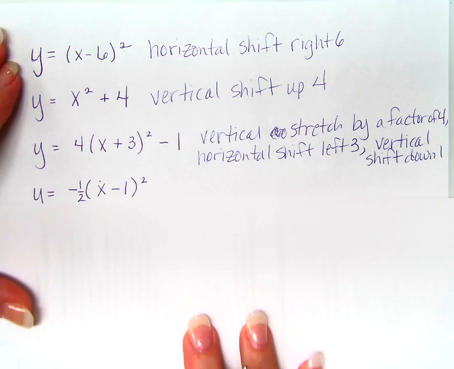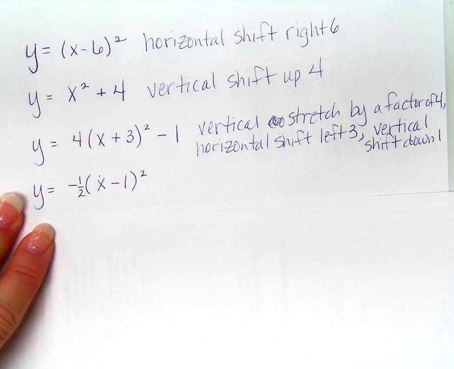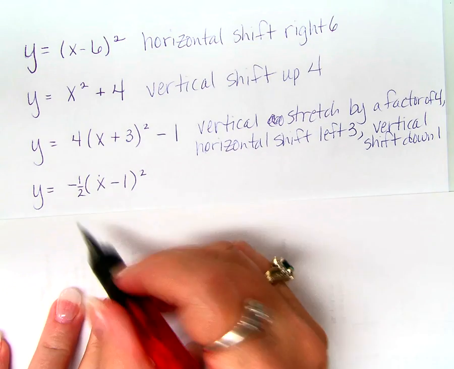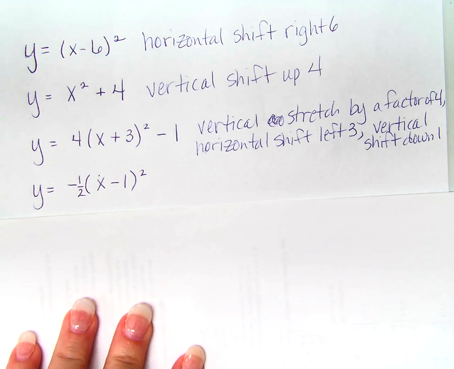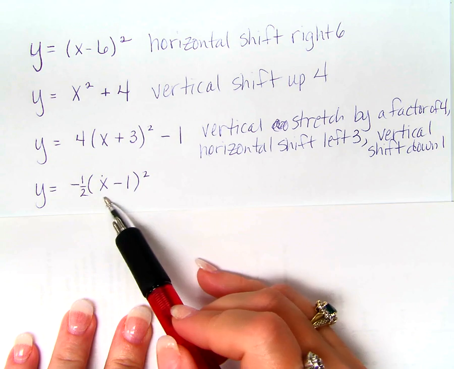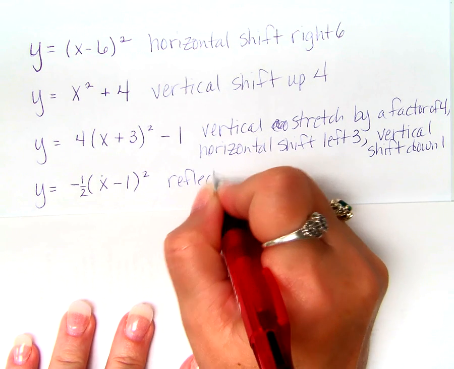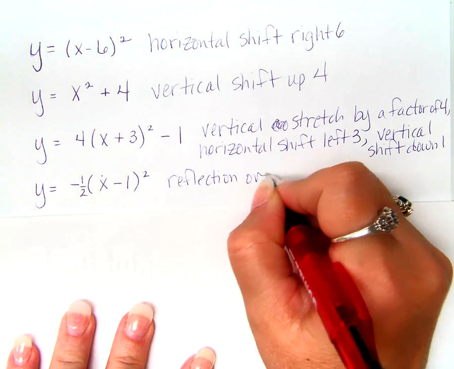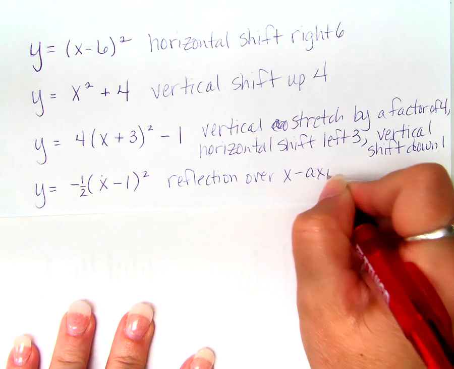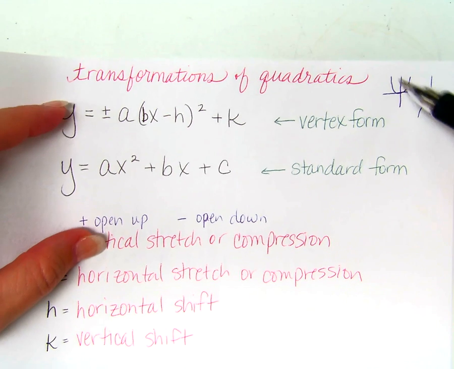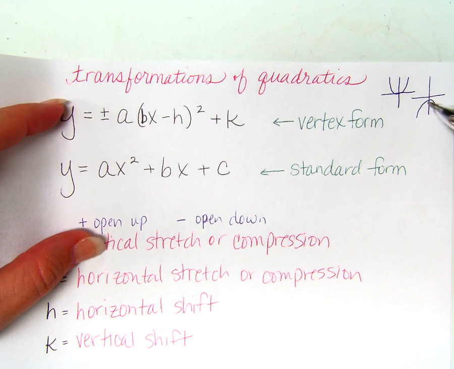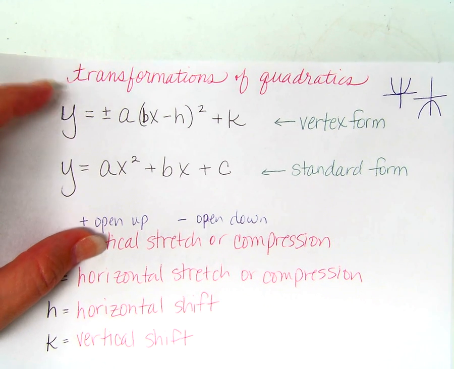Okay? Last one. y equals -1/2 times (x minus 1) squared. Well, the negative is going to cause a reflection over the x-axis. When we talked about it earlier, we said it either opens up or down. Can you see that that's the regular parent function, and this is a reflection over the x-axis?